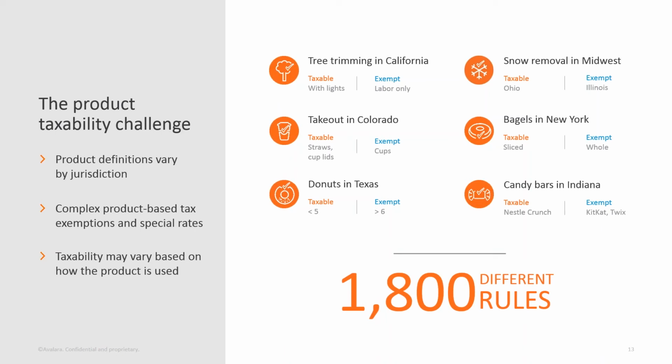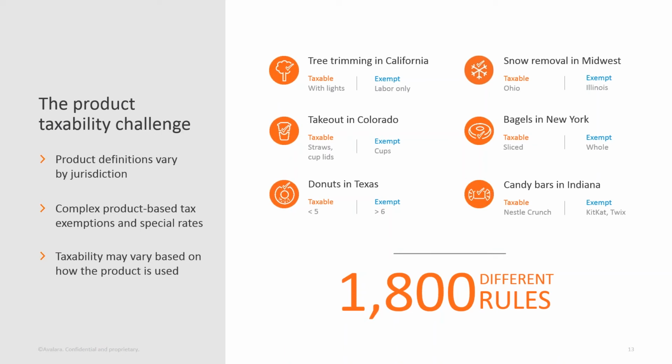I won't read all of these, but when you get to Colorado, if you're talking about takeout only, if you have a cup for a takeout beverage, the cup is not taxable. But the straw and lid are considered extras that you don't need. So if you have a straw and lid, those are going to be taxable in the state of Colorado. A bagel, the difference between sliced and whole in New York, does it become a prepared food?